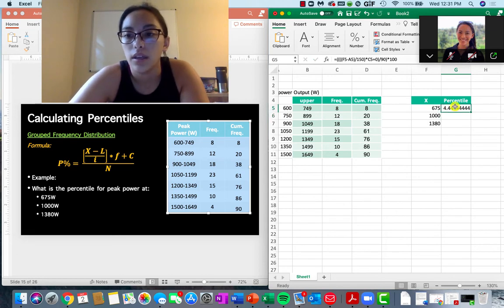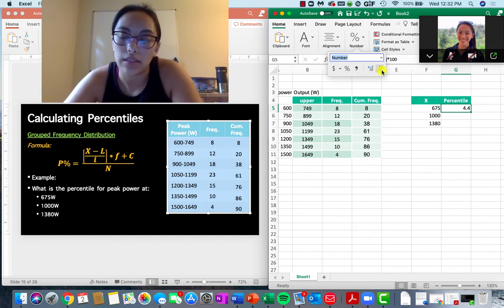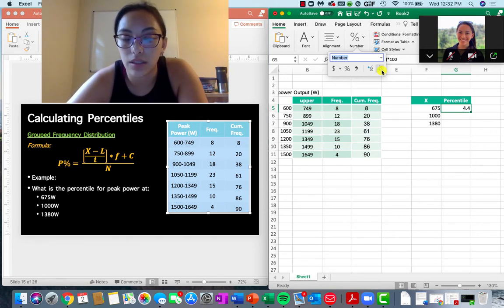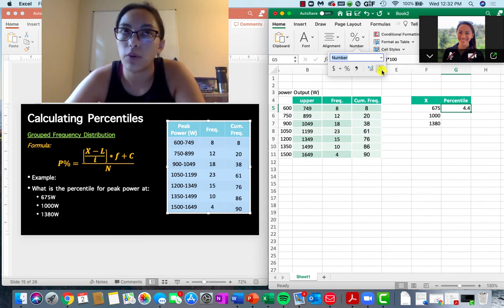From here we can decrease the decimal places, let's say to the tenth decimal place. And we would argue that a person in this distribution with a power output of 675 would be at the 4.4th percentile, or they performed equal to or better than 4.4% of the people in the distribution.